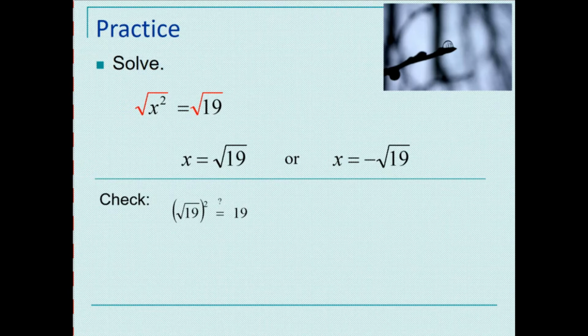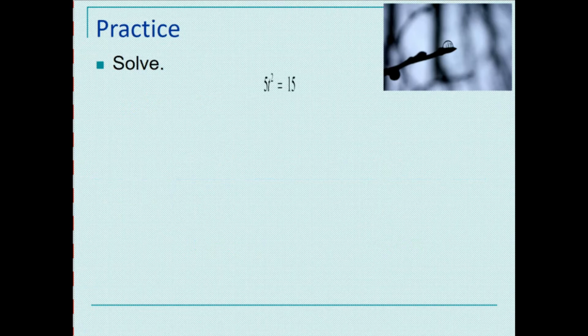Squaring a radical gives us the radicand, and we have a true statement. The other solution, the opposite of the square root of 19, when squared, a negative squared is positive, and the square root of 19 squared will be 19, also a true statement. So we have two solutions to this quadratic equation. Let's take a look at another example.